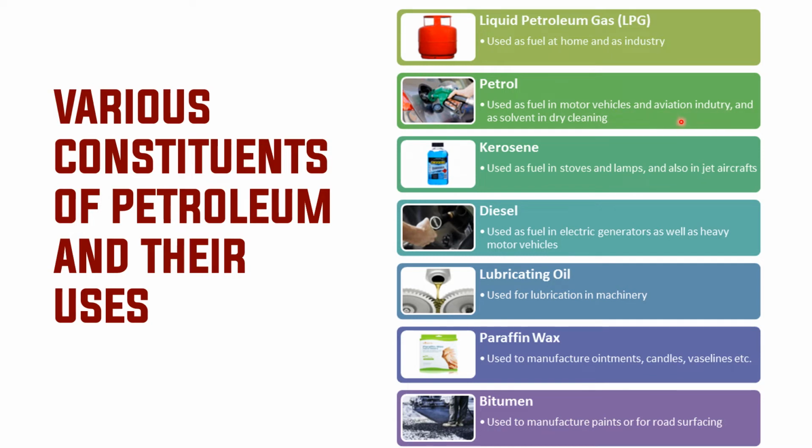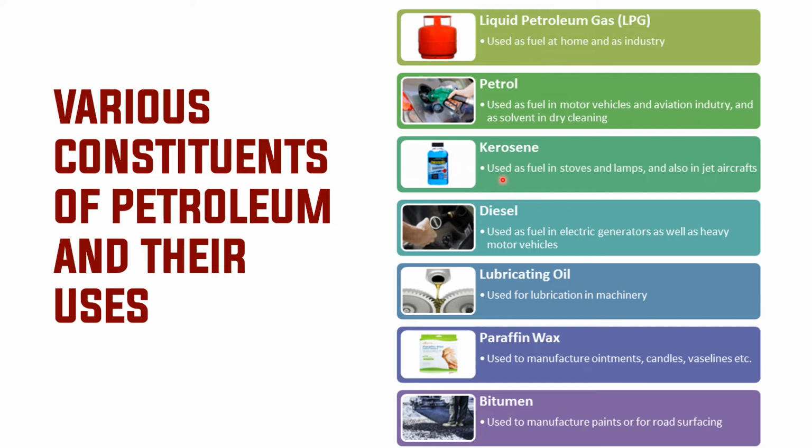Aviation industry means flying, that is flights, rockets, like that. That industry also uses petrol. And petrol is used as a solvent in dry cleaning. What does solvent mean? Solvent is a substance that helps to dissolve anything. Example, water is a good solvent. In water, other substances like sugar and salt dissolve. So water is a solvent, the same as petrol. Petrol is also a solvent for some substances. In dry cleaning, petrol is used as a solvent.